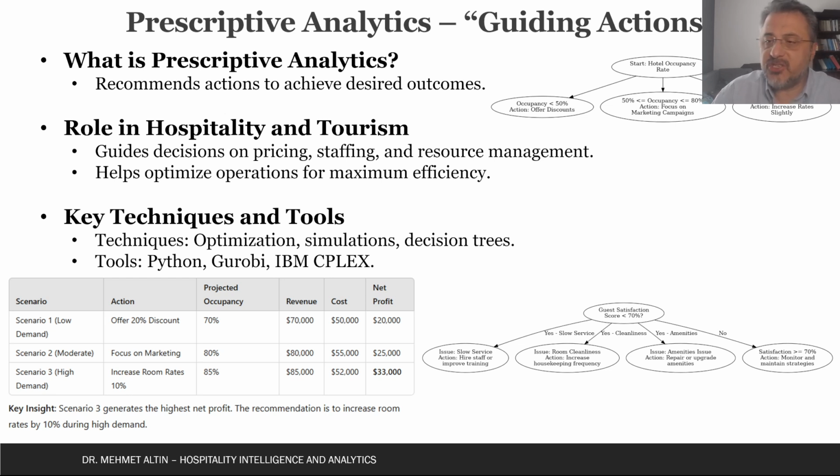For example, it can suggest staff adjustments to handle guest volume efficiently without overspending on labor, because you want your scheduling and your demand to match each other, right? There are also different techniques, including optimization models to find the best possible decisions under given constraints. You can use simulations to test different scenarios and outcomes. You can use decision trees, and I'm going to give you an example of this, to evaluate and choose between multiple options.